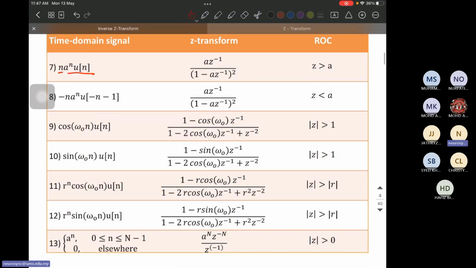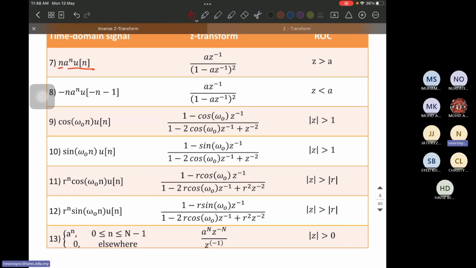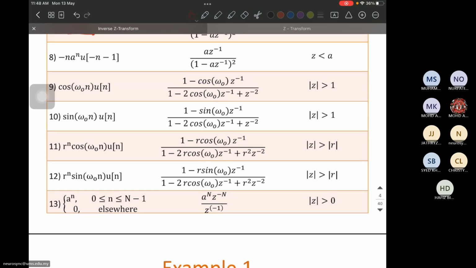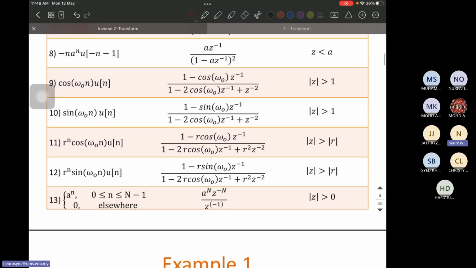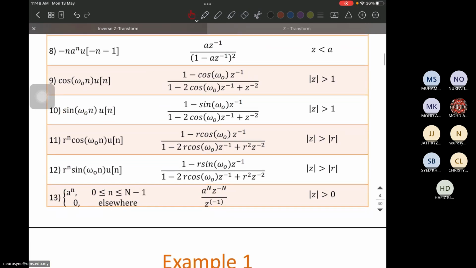Okay, for cos function it is like this. In the last lecture, we have not seen cos, sine. This term we have not seen, but this is the standard transformation for cos, sine with r to the power n. This is just an extra thing here: r to the power n cos of theta, r to the power n sine of theta.